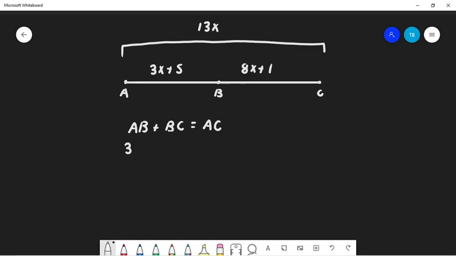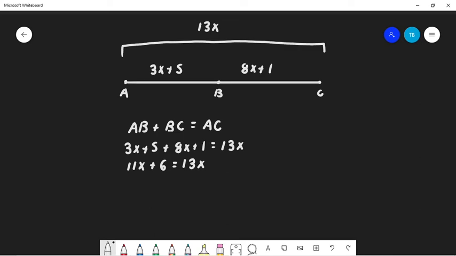Alrighty, AB 3x plus 5. BC is 8x plus 1. And AC is 13x. Alright, on the left-hand side of the equation, we'll combine our like terms. 3x and 8x is 11x. 5 and 1 is 6. The sum of which is still 13x.